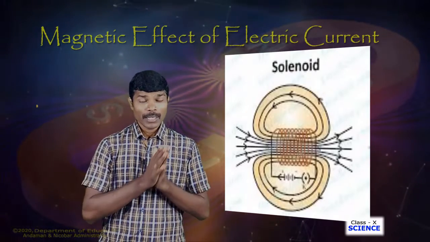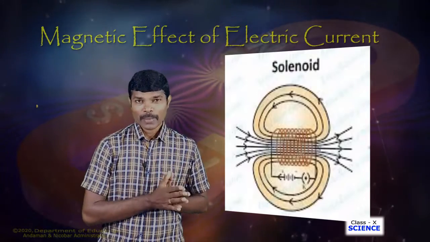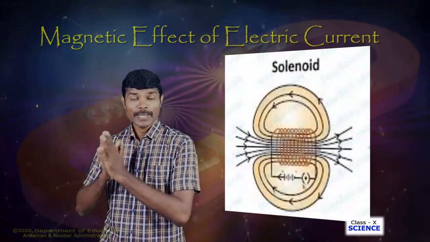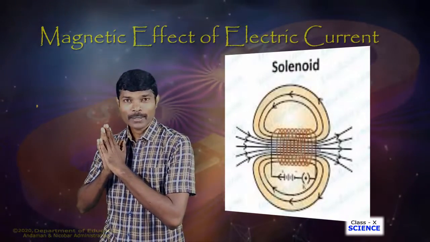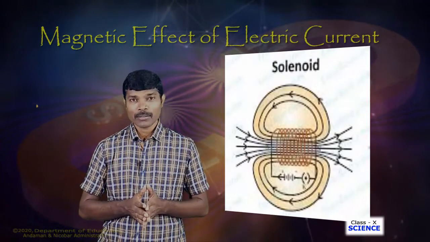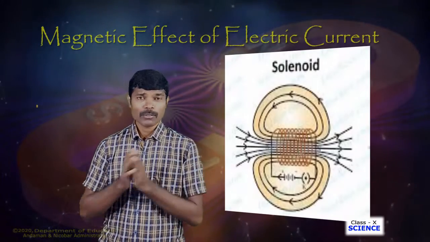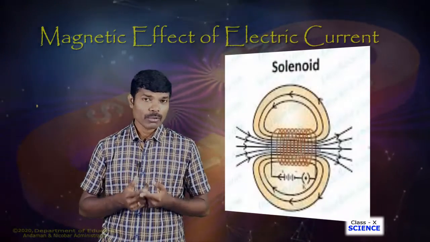For example, in removing scrap iron, the cranes are fitted with an electromagnet. When it needs to be detached, we have to stop the supply of electric current, so it is no more an electromagnet. So this way scrap iron can be transported from one place to another by making use of an electromagnet.